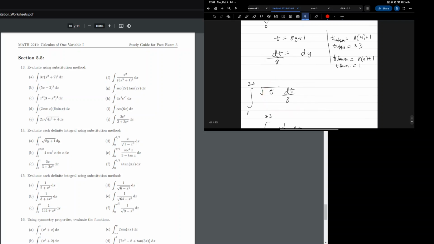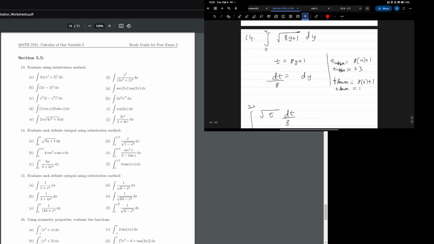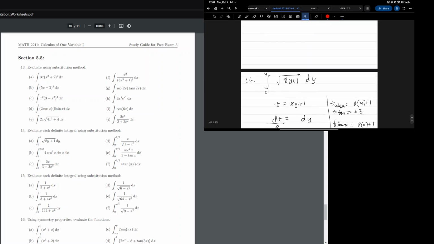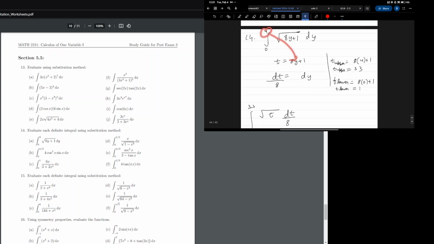Now because this has bounds, I also need to change the bounds. How do I change the bounds? I use this. As I've already declared that t is equal to this, all I need to do is plug in those bounds over here. If I do 8 times 4, I get 32. And 32 plus 1 is 33. So my upper bound becomes 33.